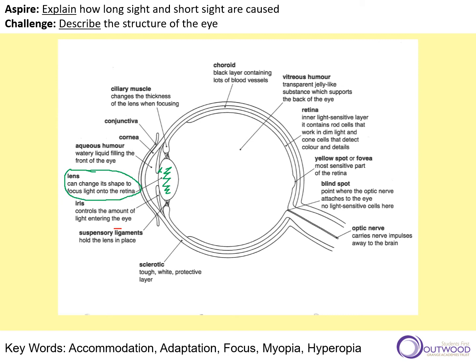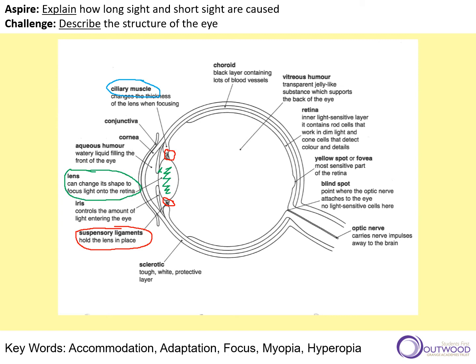On the lens, you've got suspensory ligaments. Here we are, and they are here. So you've got two suspensory ligaments, and they hold the lens in place. And then those ligaments are attached to a muscle called the ciliary muscle. So the ciliary muscle is attached to the suspensory ligaments, which are attached to the lens. And the ciliary muscle changes the thickness of the lens when focusing.